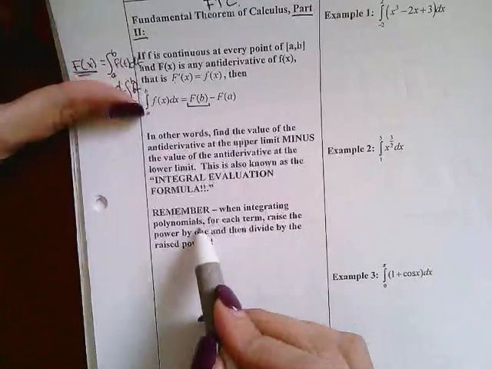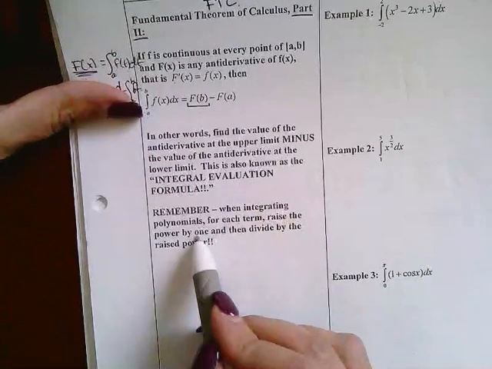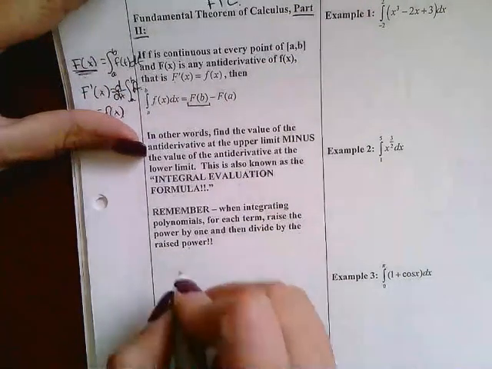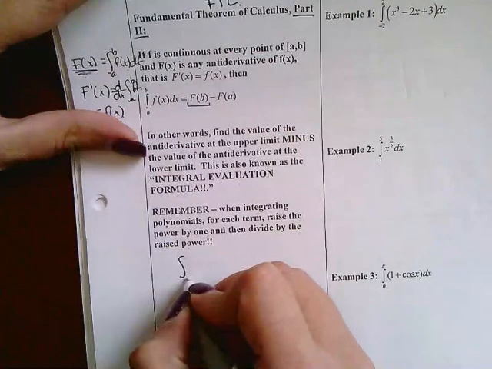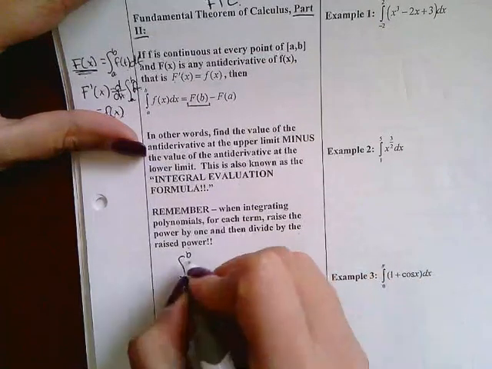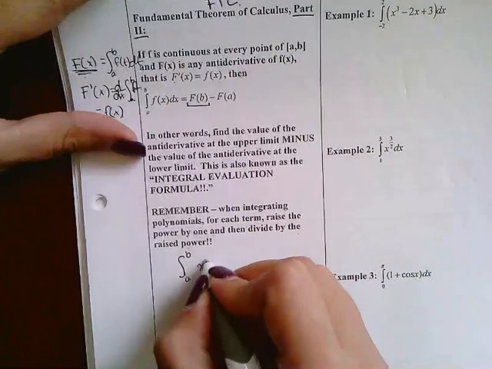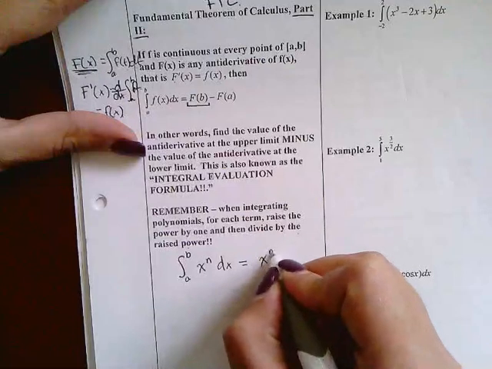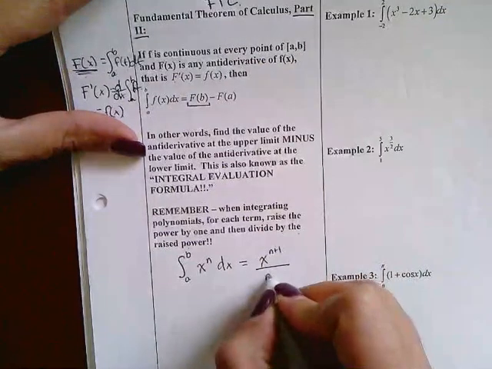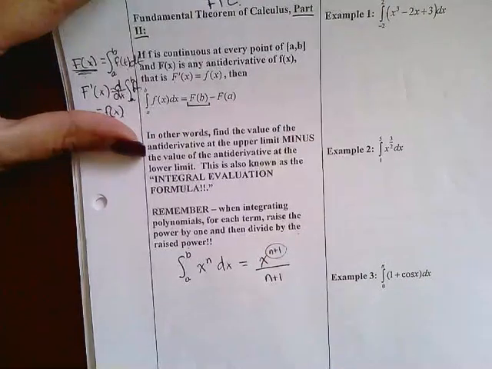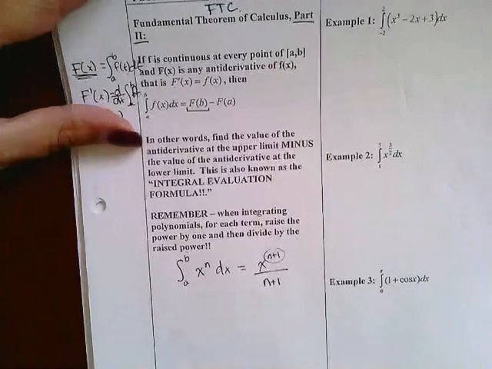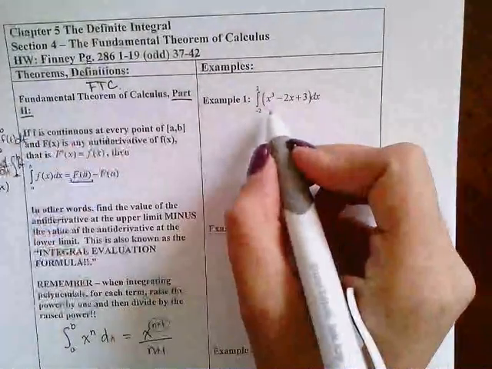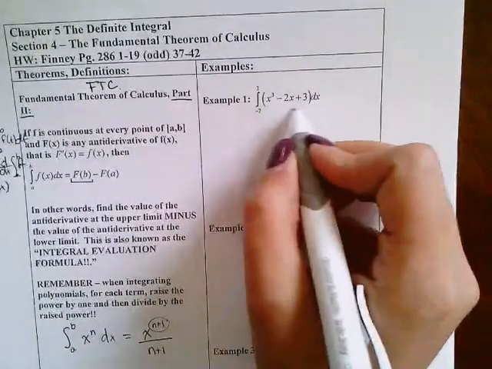Remember, when integrating polynomials, for each term you raise the power by 1 and then divide by the raised power. So the integral of x to the n dx will equal x to the n plus 1 divided by n plus 1. This is just review again. So let's look at this problem. Do we know how to integrate this polynomial?